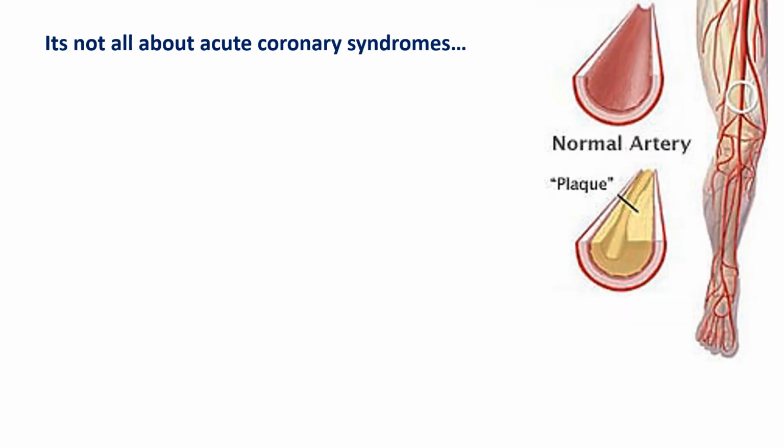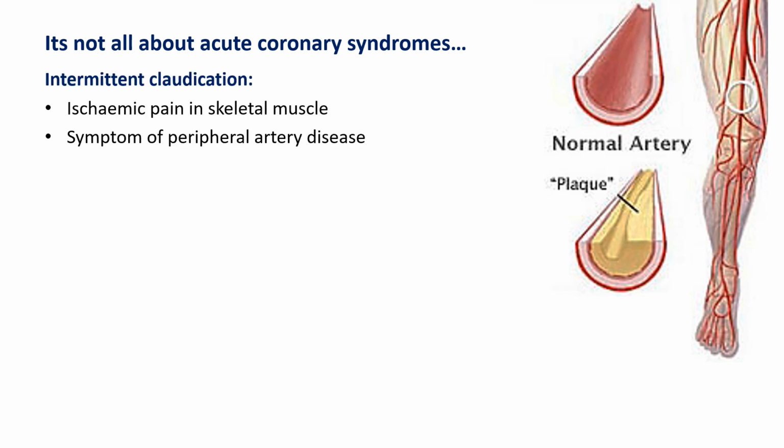And remember, it's not all about acute coronary syndromes. We can have plaques all over the place. If we have them in the leg, we can have intermittent claudication. So this is ischemic pain in the skeletal muscle of the legs. And it's a symptom of peripheral artery disease. It's a bit like having angina in your leg.